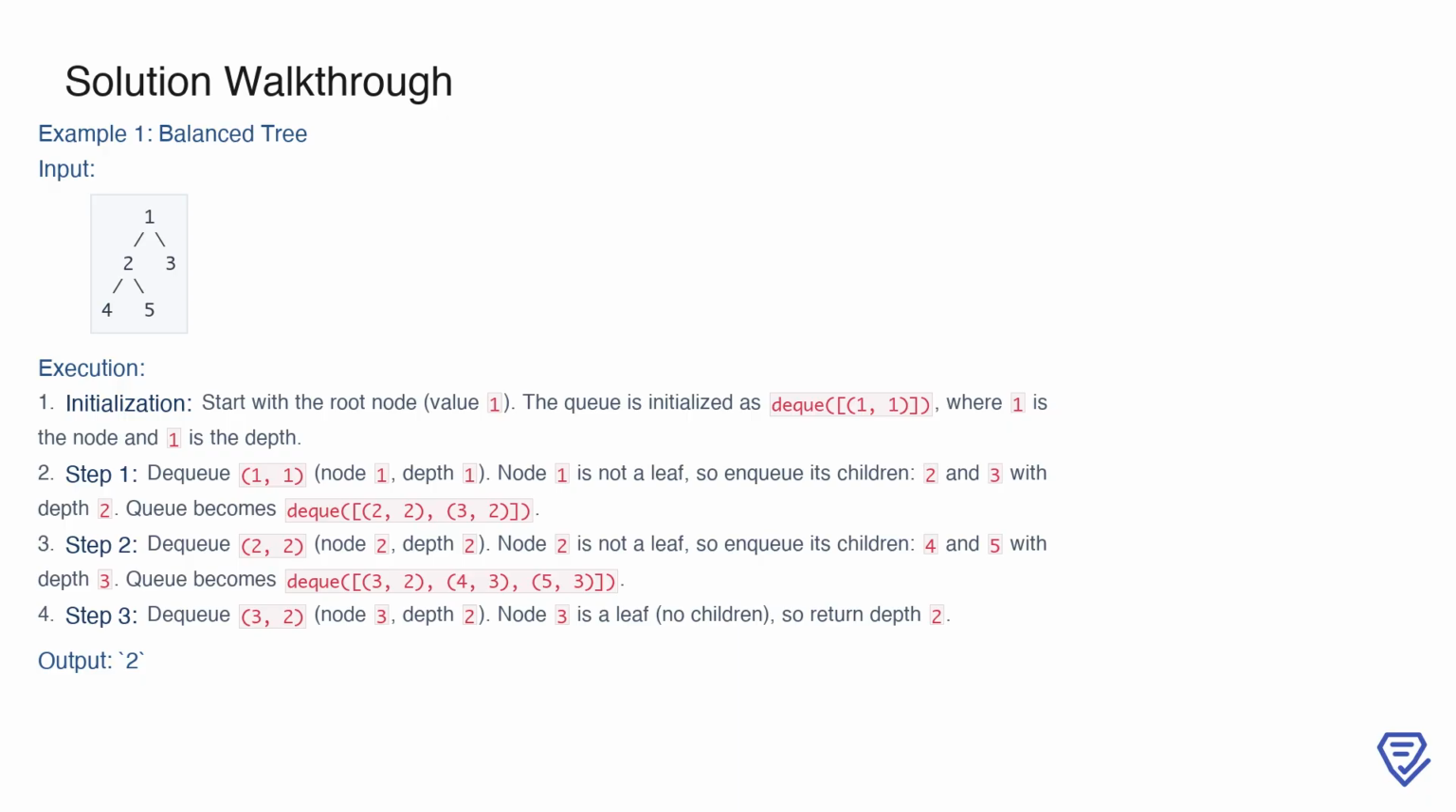Next, we dequeue the tuple (2, 2), which corresponds to processing node 2 at depth 2. Node 2 is also not a leaf since it has children. Therefore, we enqueue its left child, node 4, and its right child, node 5, each with a depth of 3. The queue now contains (3, 2), (4, 3), and (5, 3). Finally, we process the tuple (3, 2), which corresponds to node 3 at depth 2. Node 3 is a leaf node because it has no children. As a result, we return its depth, which is 2. This is the minimum depth of the tree.